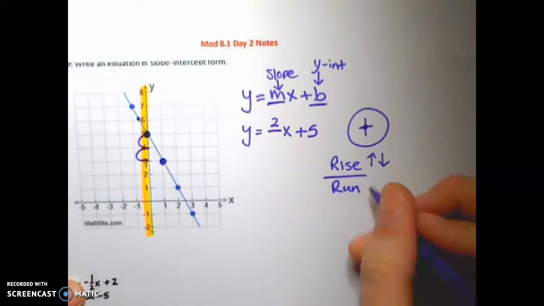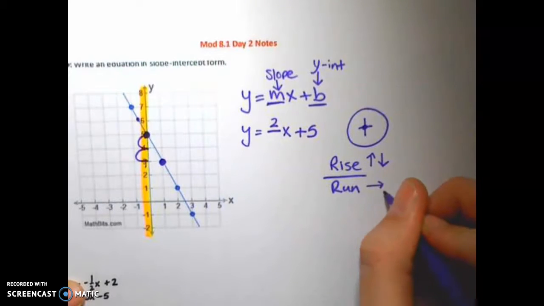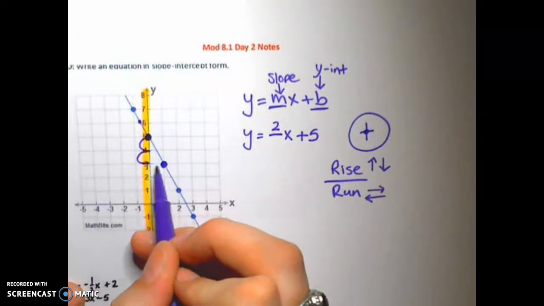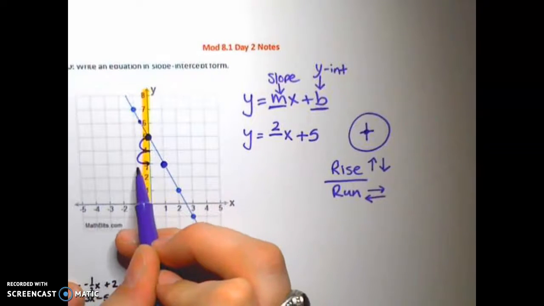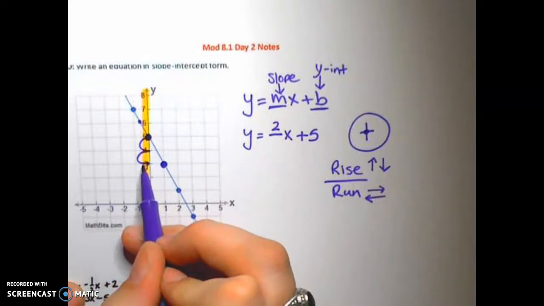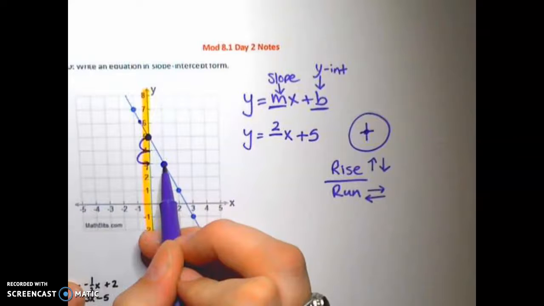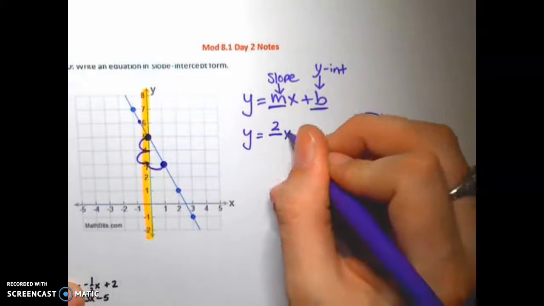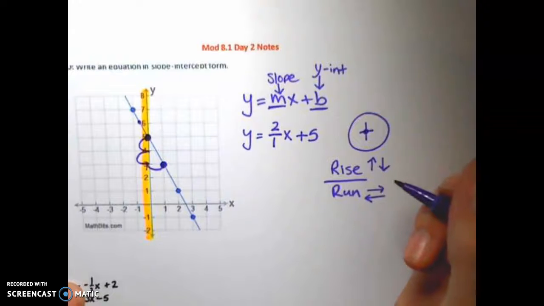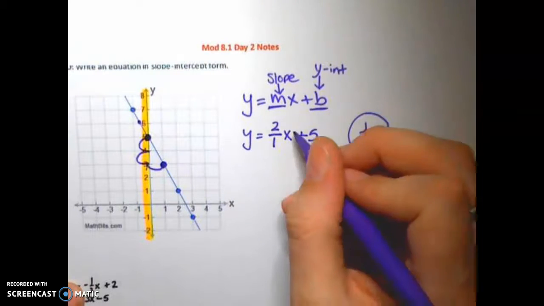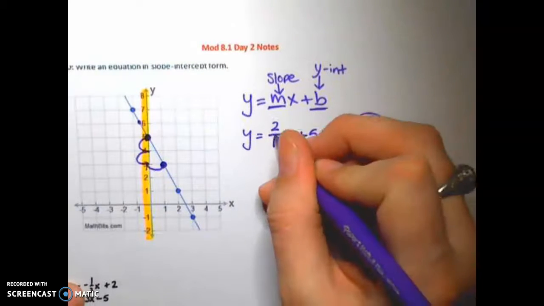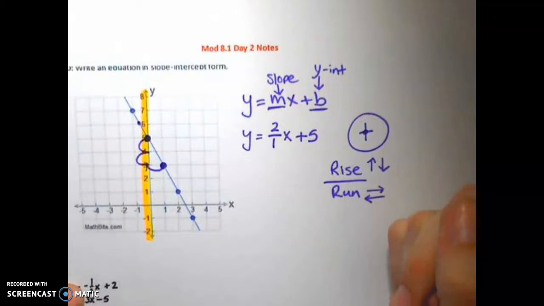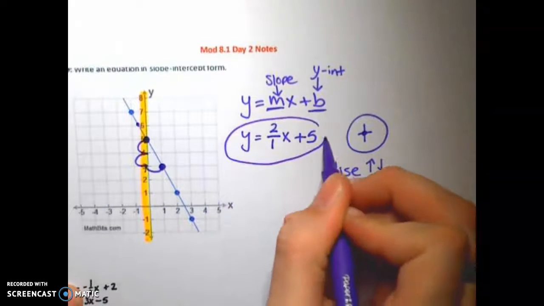Now I have to see how far I have to run, which means left or right. Which way do I have to go to get to my dot? So from here, do I have to go left? No. Or do I have to go right? Oh, look, I made a right on the dot. I'm going to go right 1 space. So under my 2 is going to be a 1. So this is your final answer. You could simplify this by just putting a 2. You don't have to have a 1. Either answer is correct, but this is our final equation.